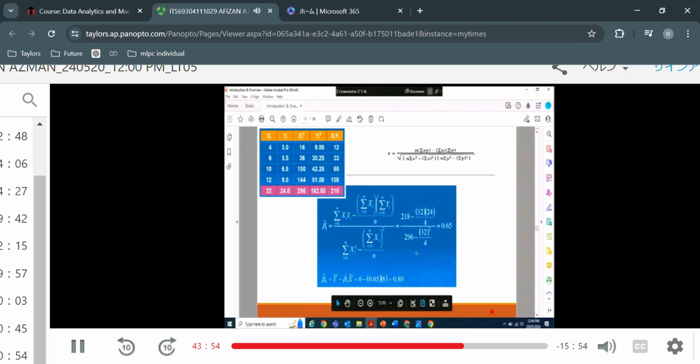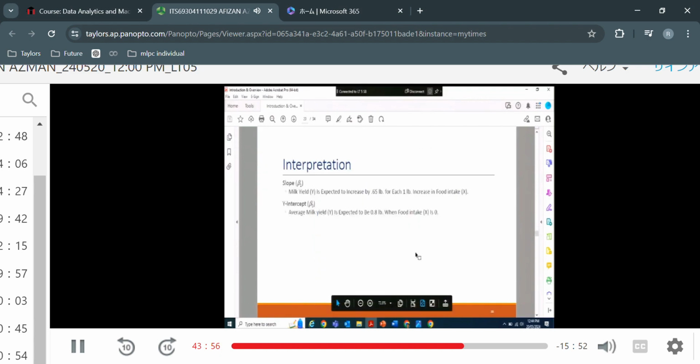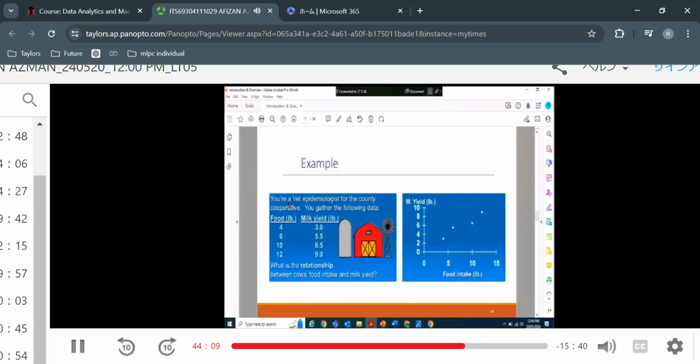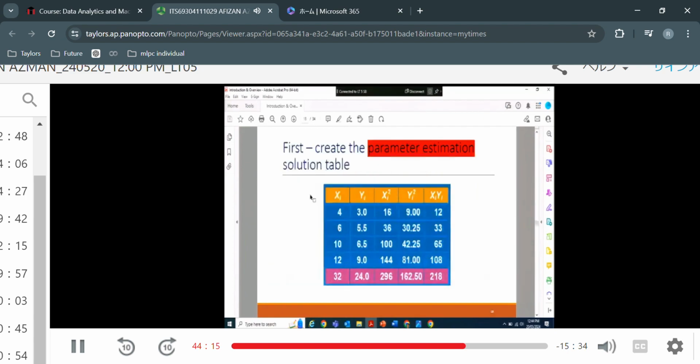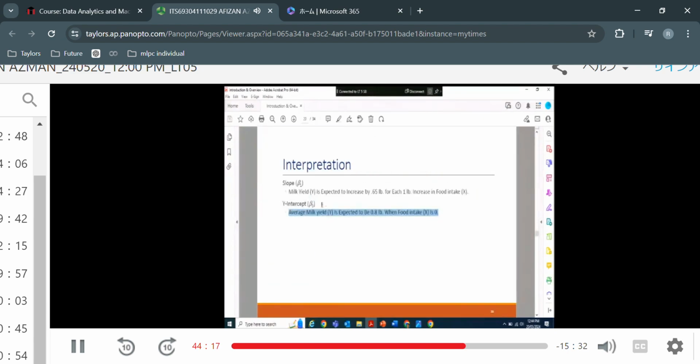Okay, so that is actually from the previous example. So you know that y is equal to mx plus c. So your m is 0.65, and your y-intercept c is 0.80. So that should be your final equation. Okay, so you can see here that your slope is 0.65, your y-intercept is 0.8. So elaborate a little bit more.